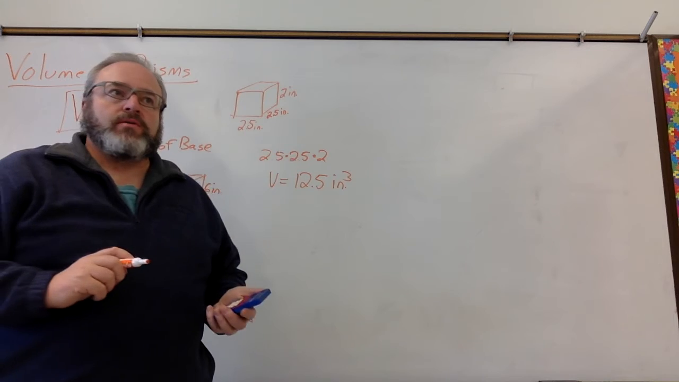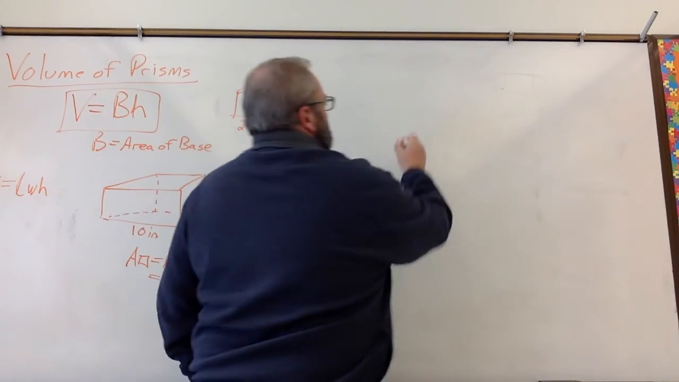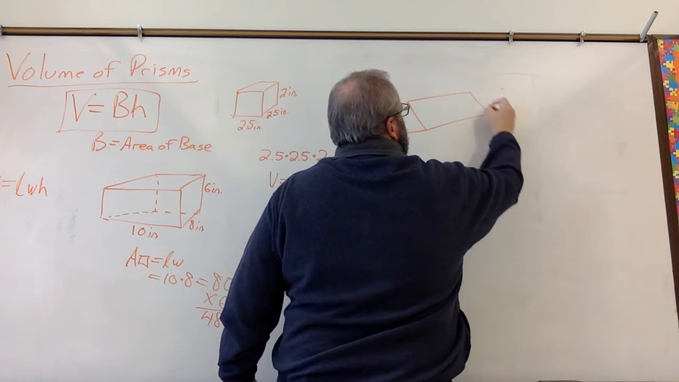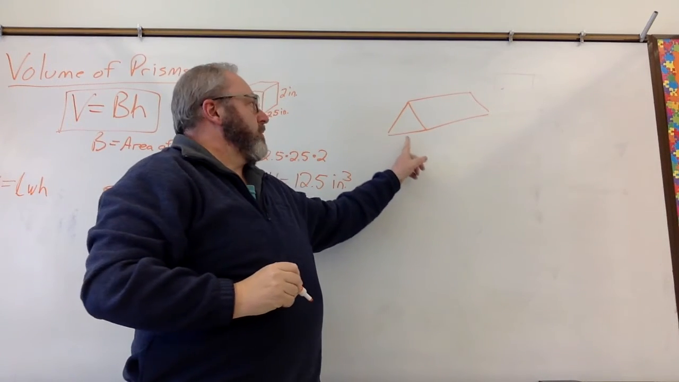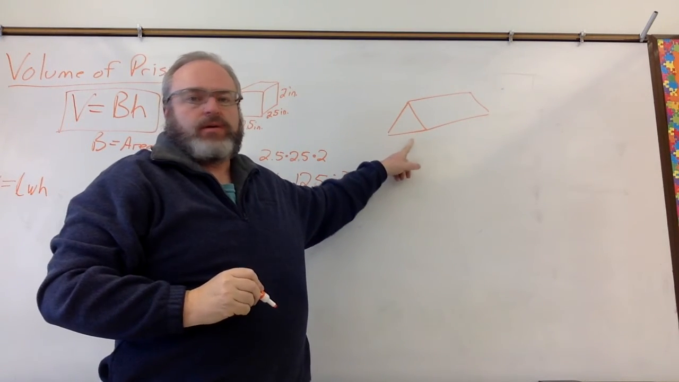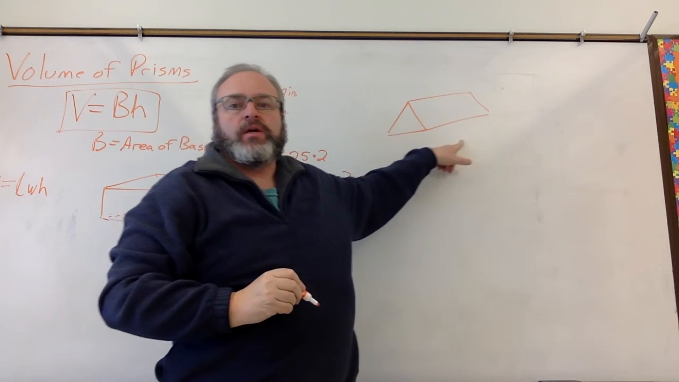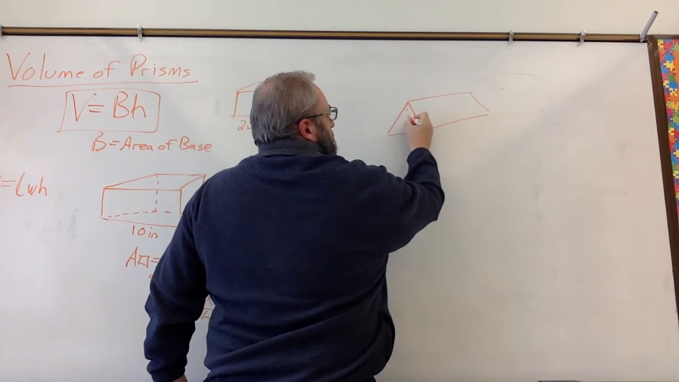Okay, now, volume of rectangular prisms is not usually very tricky for students, but when you get into the triangular ones, that's where it's a little bit trickier. So let's look at one of those. A triangular prism has as the base a triangle. And in this case, the height, or since it's laying on its side, we'll call that the length, is along here.